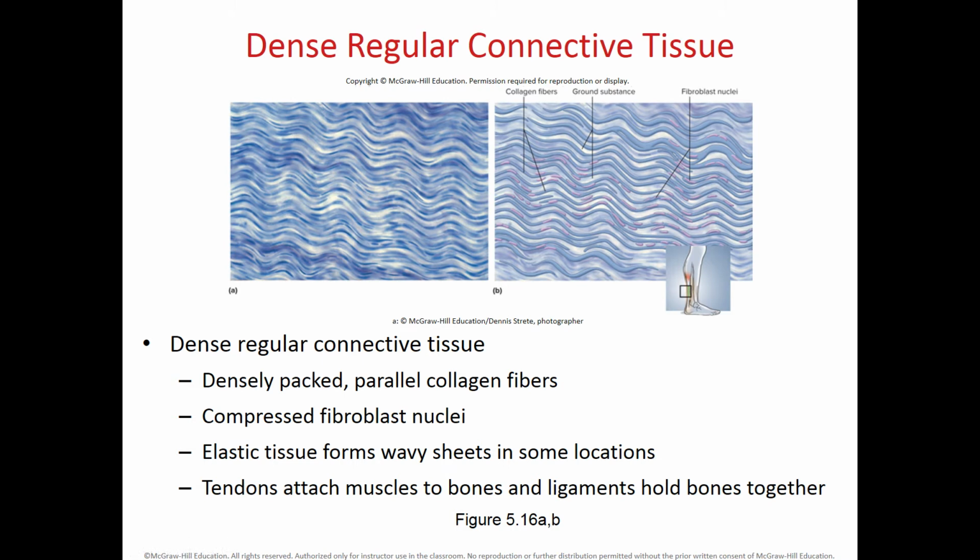Another type of tissue that we have is the dense regular connective tissue, in which you have these densely packed parallel collagen fibers, which are all these. And then these have compressed fibroblast nuclei, and the elastic tissue forms wavy sheets in some locations. Examples of areas where we have it is like what you can see here in tendons that attach muscles to bones and ligaments that hold bones together.